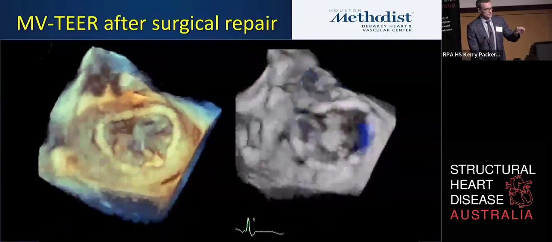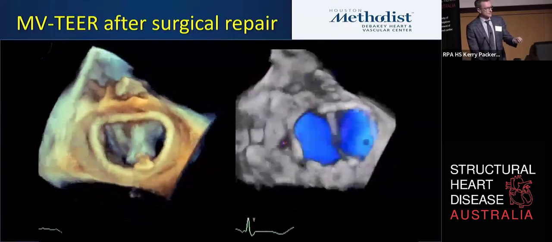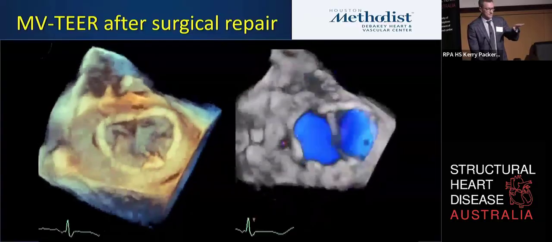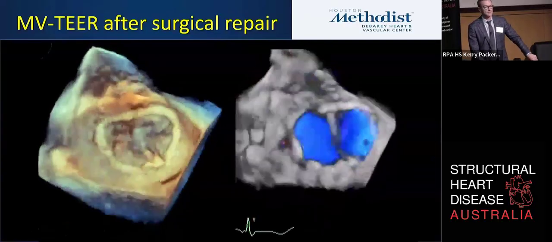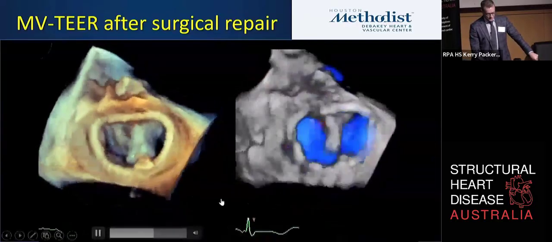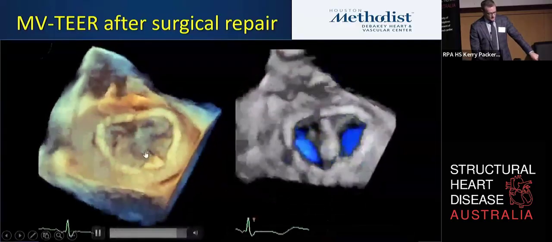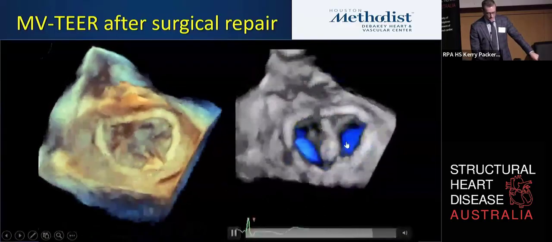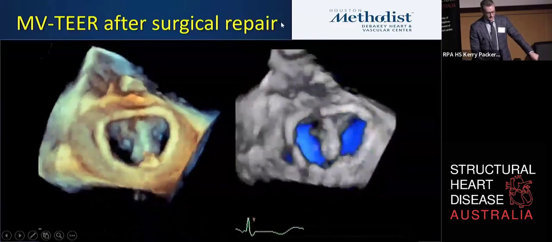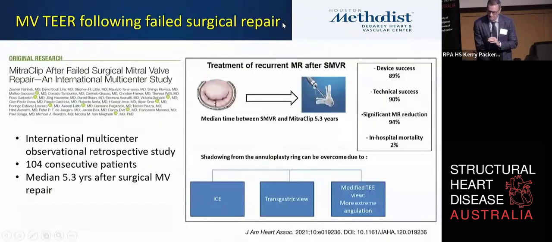So one of the issues is the ring is at one level. The clip is further down in the ventricle. It's not in the same 3-dimensional plane, so it's not immediately going to be obstructive. This is an example of a very nice tissue bridge from a clip in a post-repair situation and no residual MR. And we had a nice study a little while ago.